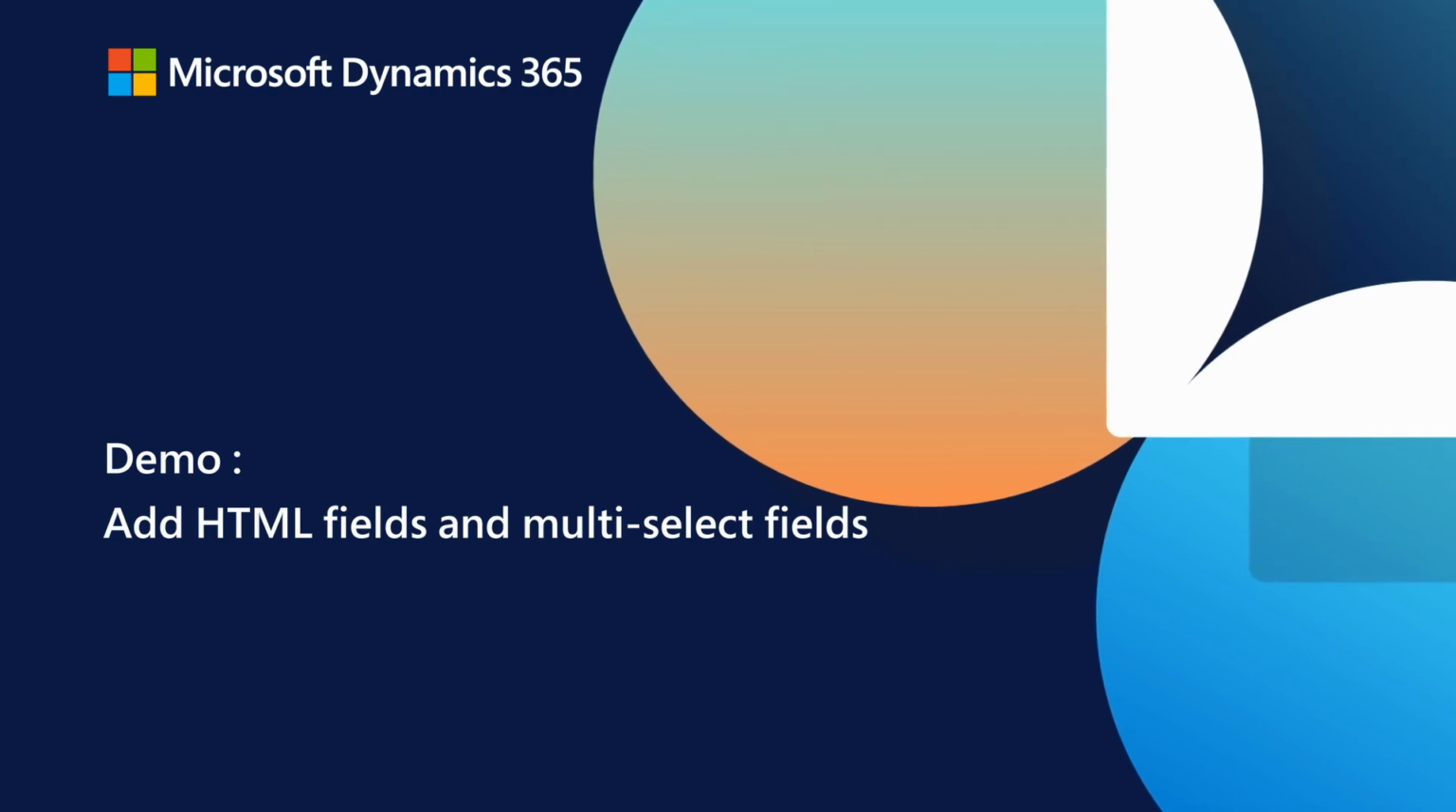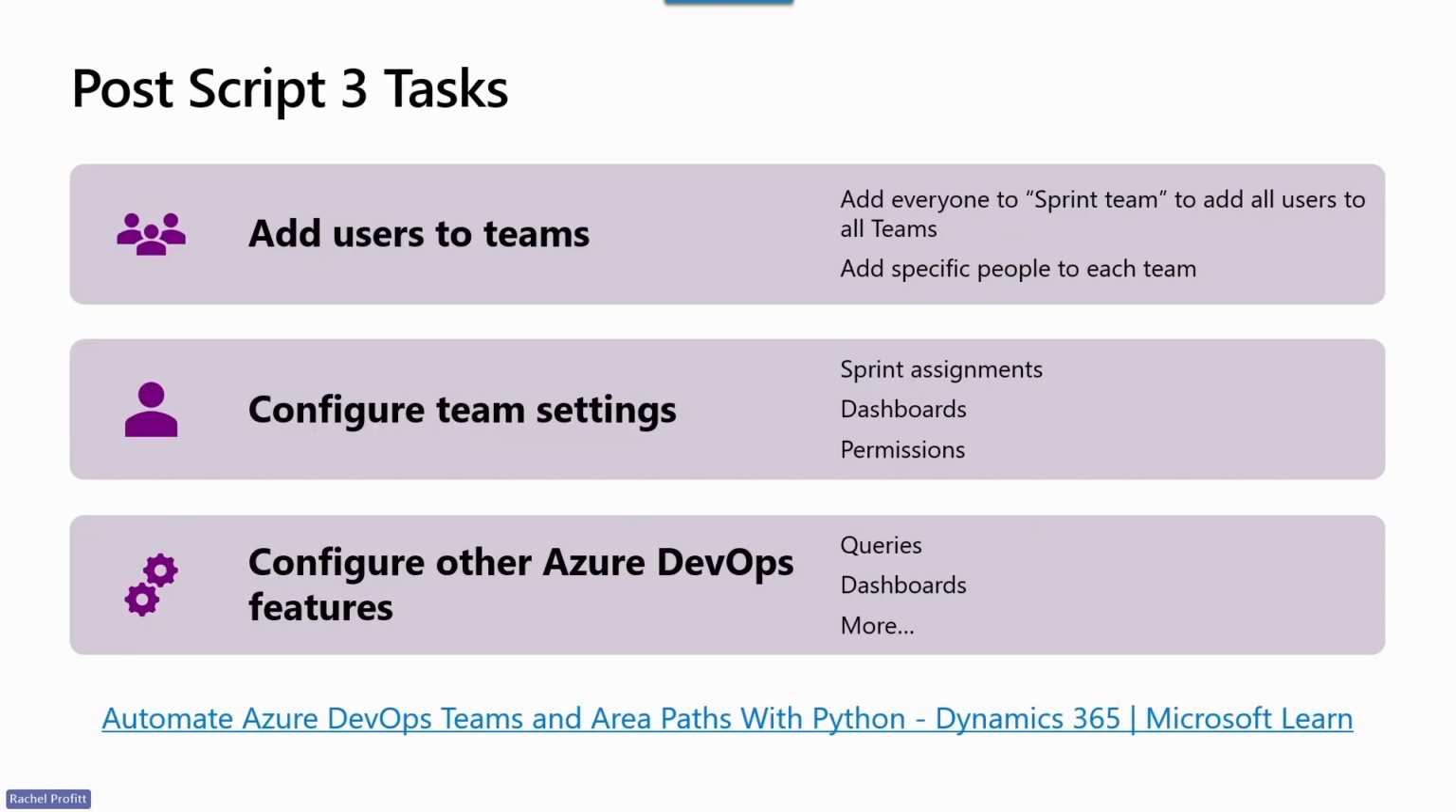All right, so after you have run the third script, and it's important that you do these steps before you move on to the third script, you're ready to configure, add users to your teams, configure your team settings, and configure other Azure DevOps features.